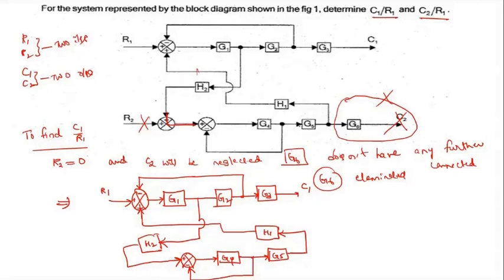So, repeating, the first step is deciding which input is made 0 and which output will be neglected. Those are the two things you need to remember. After that, just redraw the diagram. After redrawing the diagram, almost 80% of the problem will be finished.